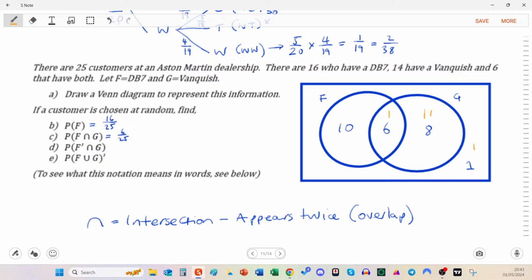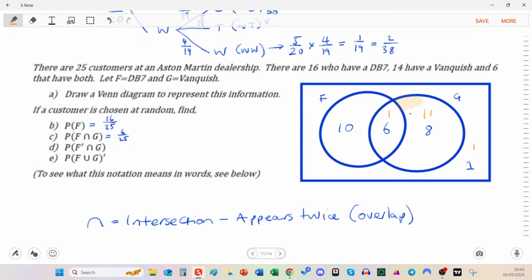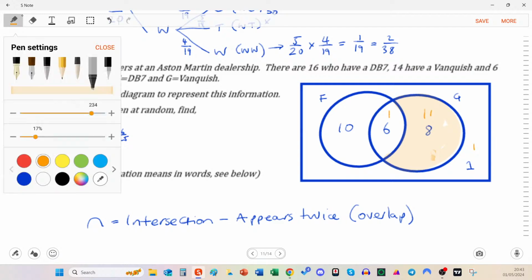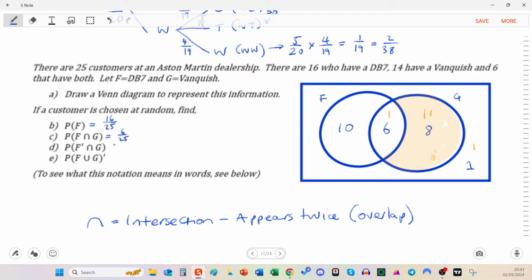And intersection is the bit where they appear twice. Hopefully you can see that this means it's the crescent moon, the half moon, or whatever you want to call it, because that's where there are 2 tallies. All right, so what does that tell us? It means that 8 is the number of people we're interested in here. So it's 8 out of 25.